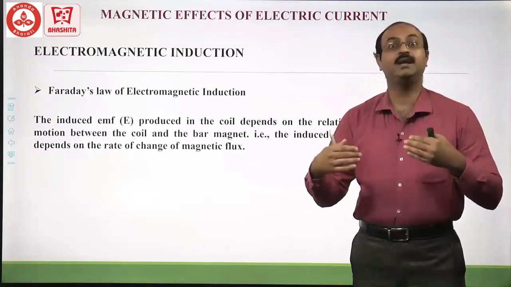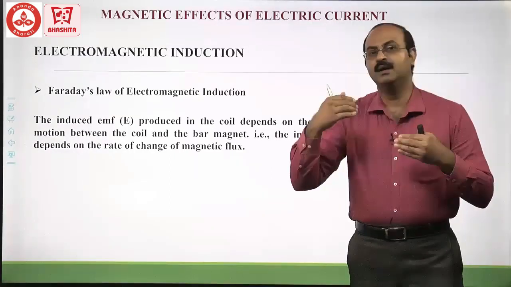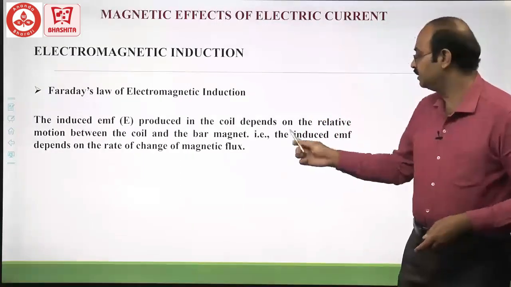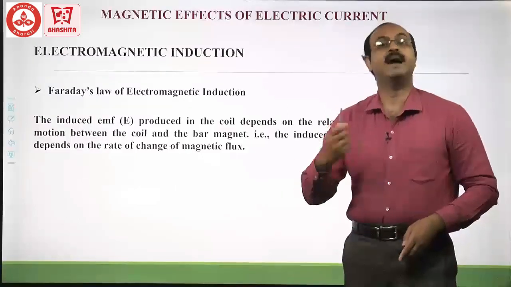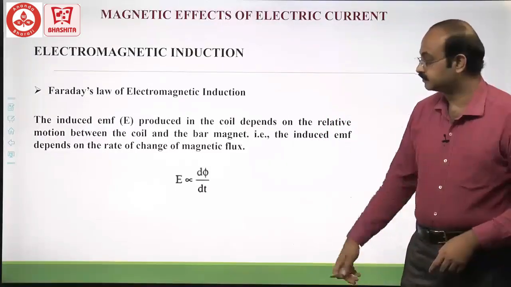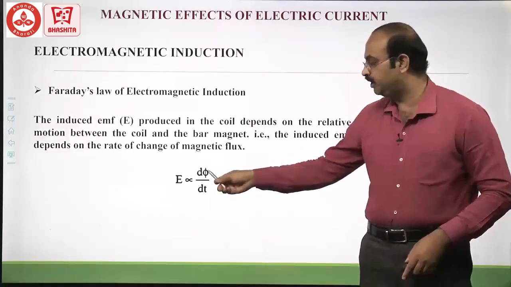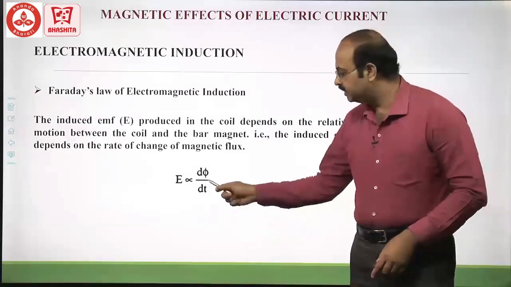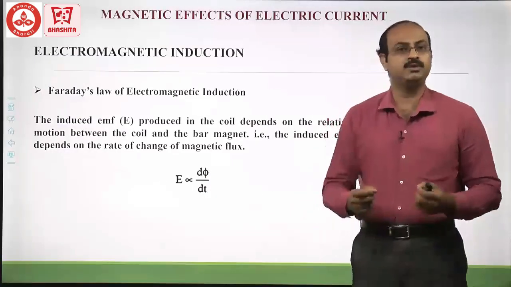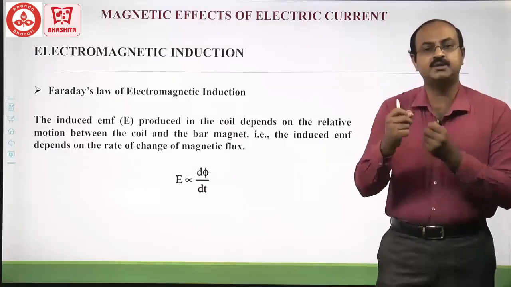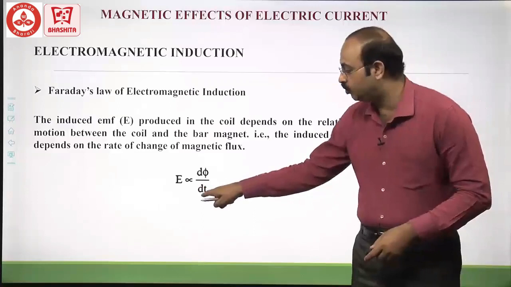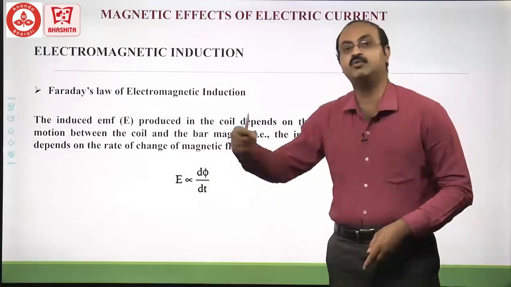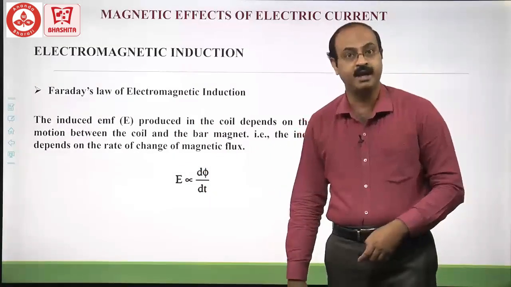There should be some relative motion between the coil and the bar magnet. That is, the induced EMF depends on the rate of change of magnetic flux. So E is proportional to dΦ/dt. This d notation is used to indicate the small variations we are studying. That means in a very small interval, what kind of very small change in the magnetic flux will be there.